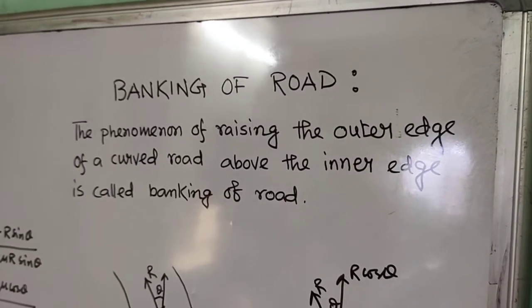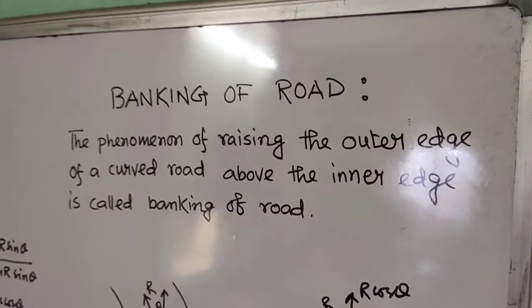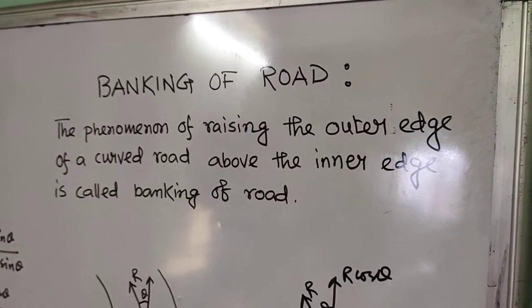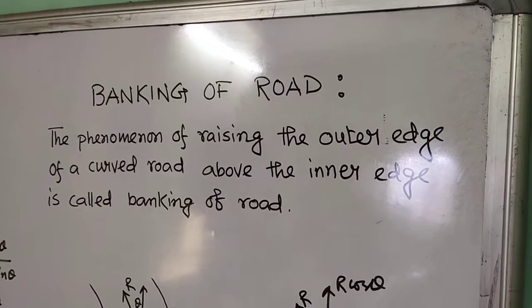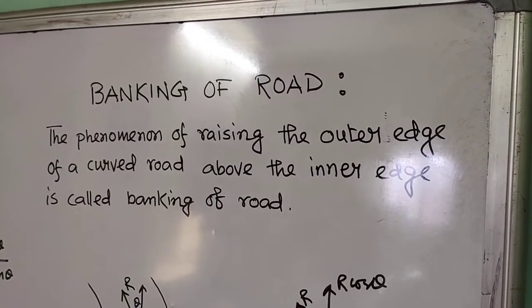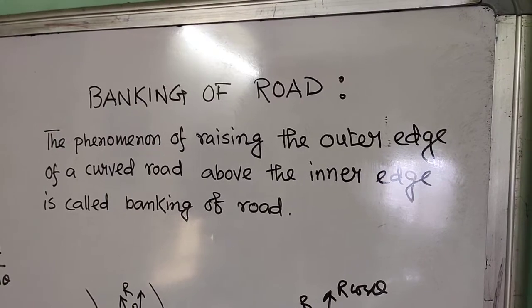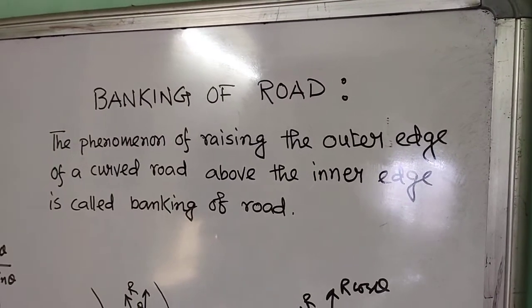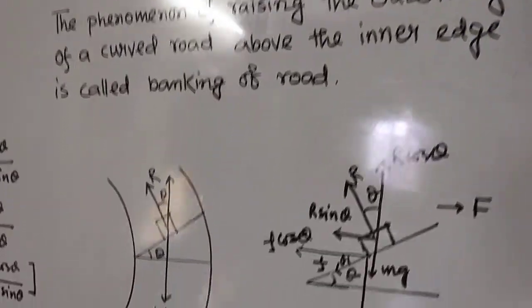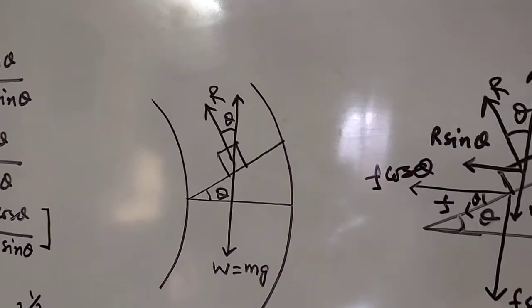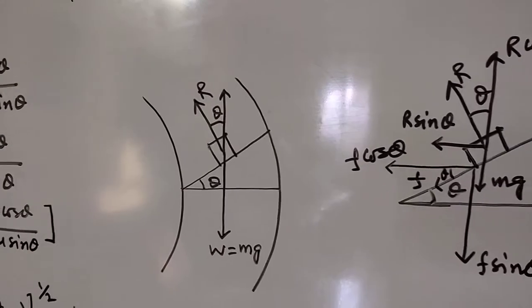Okay, now what we have written, let me read out. The phenomenon of raising the outer edge of a curved road above the inner edge is called banking of road. Let me repeat once again. The phenomenon of raising the outer edge of a curved road above the inner edge is called banking of road. And this one becomes clear from this diagram.